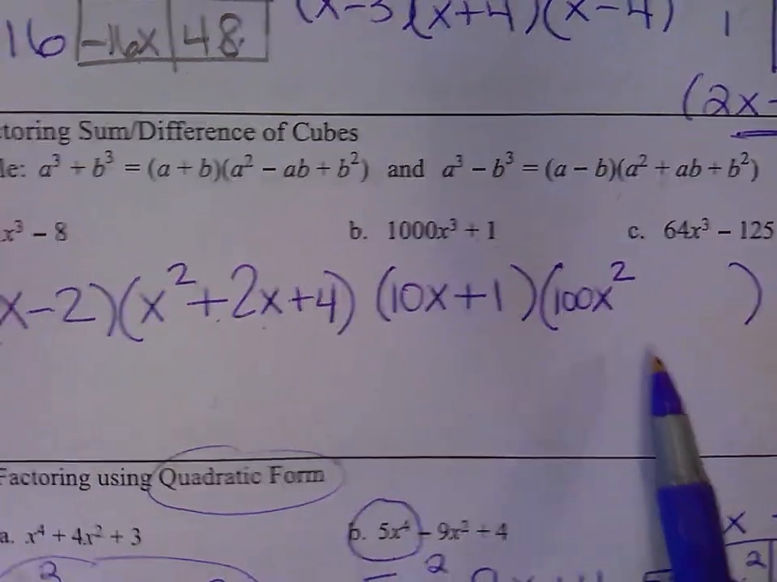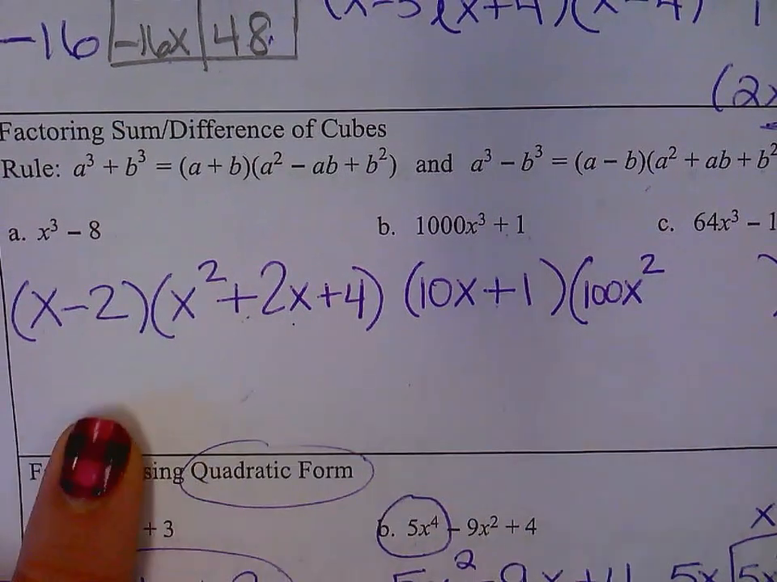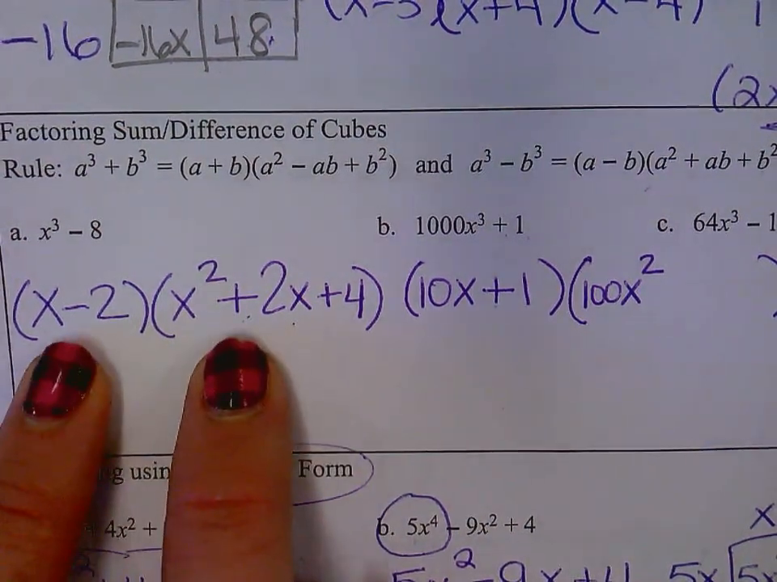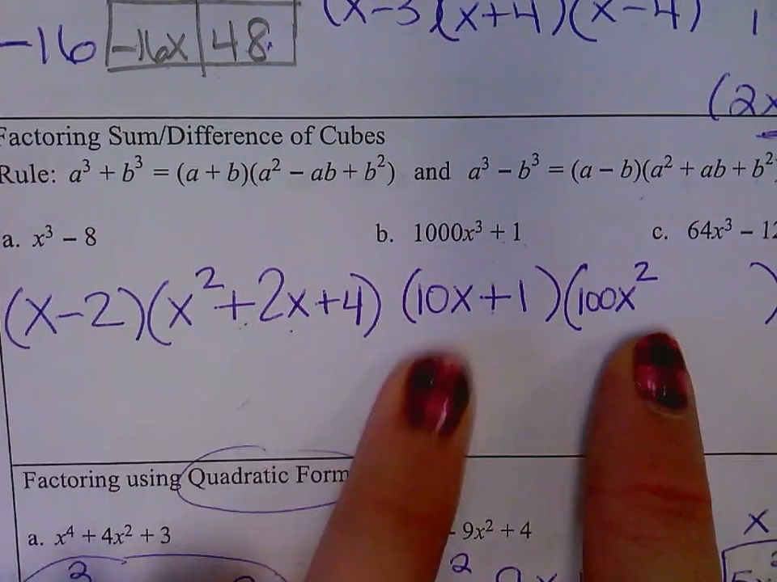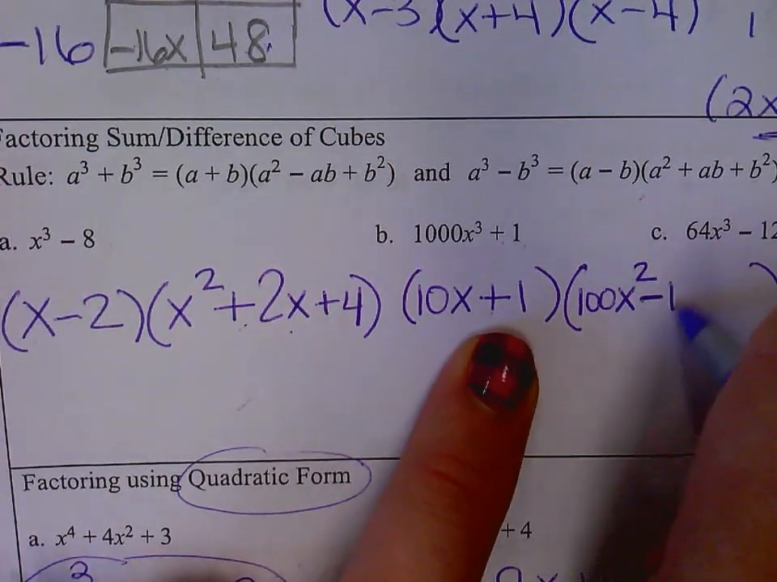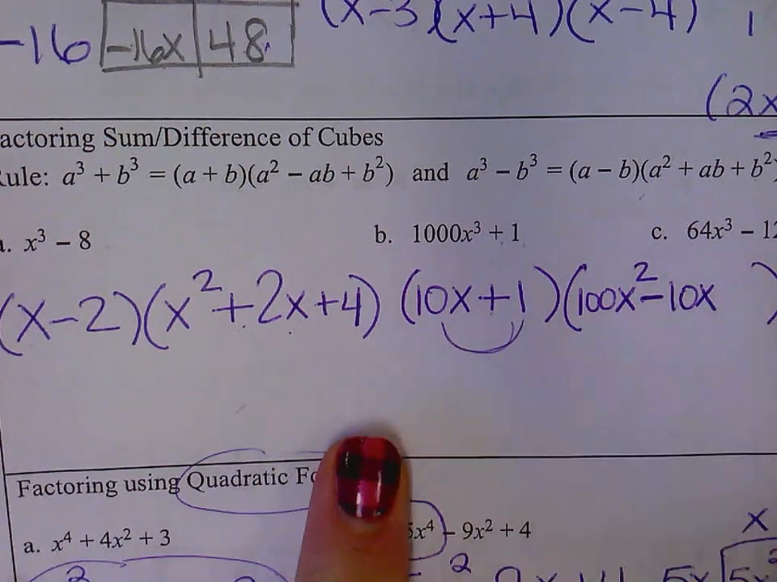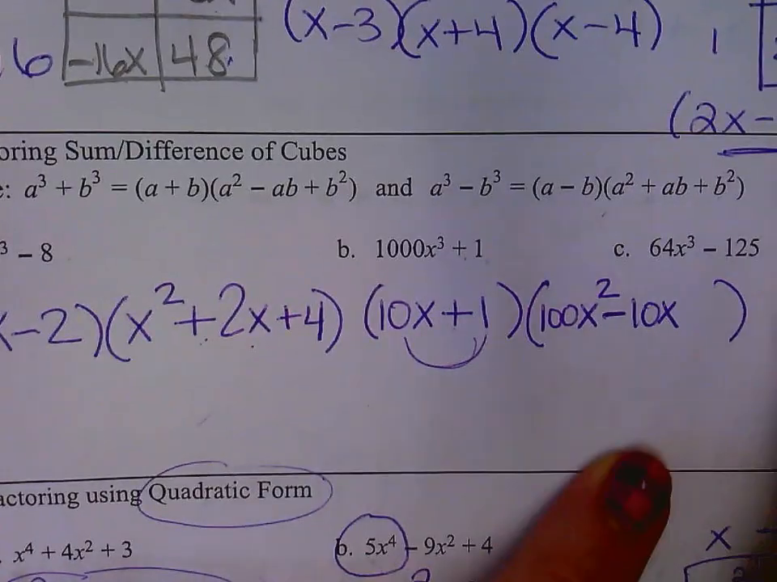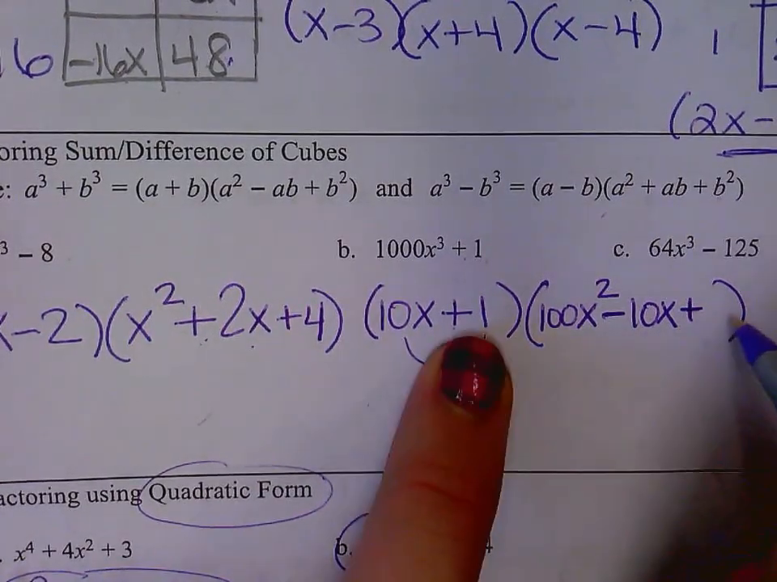You've got to look at that other formula. See how they alternate signs. So this is like minus, plus, plus. This one's going to be plus, minus 10x, because I multiply 1 times 10x. And then the last term is always a plus, so plus 1.